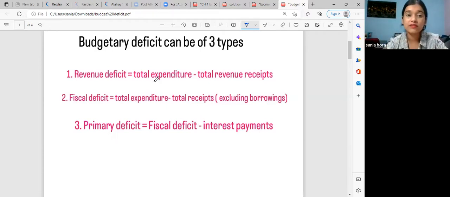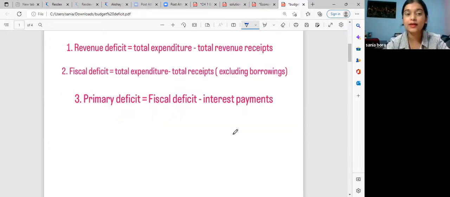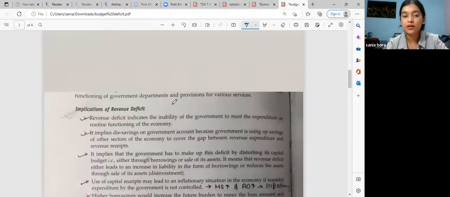Revenue deficit: the difference between total expenditure and total revenue receipt is known as revenue deficit. Fiscal deficit: the difference between total expenditure and total receipt, excluding borrowing, is known as fiscal deficit. And primary deficit: the difference between fiscal deficit and the interest payment. Clear? In our previous class, we did the revenue deficit.